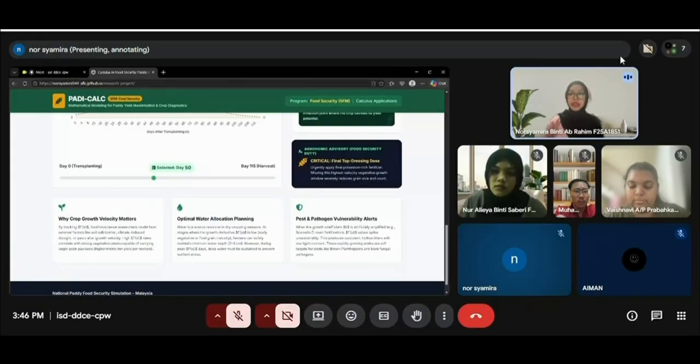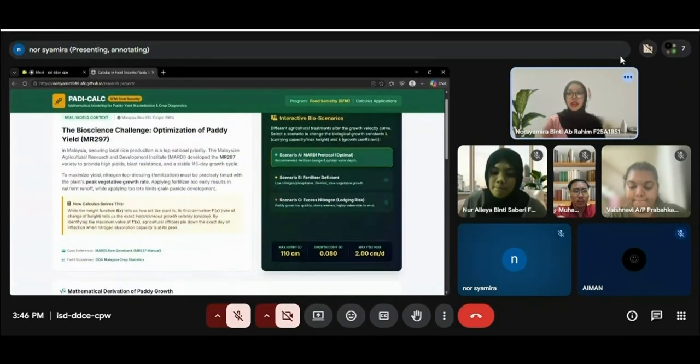through text blocks. In conclusion, the PADI CALCSFM project proves that calculus is not just a theoretical equation on a whiteboard. It's a practical agriculture bioscience tool capable of safeguarding our food security.